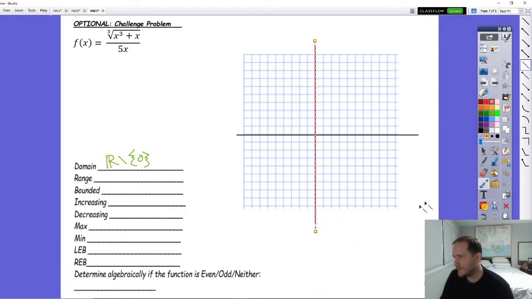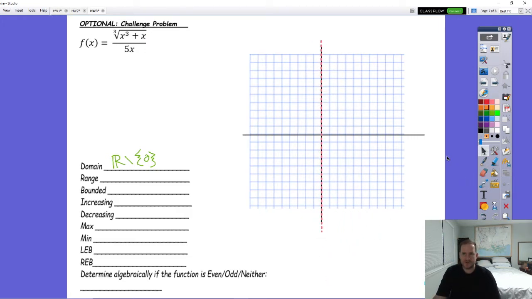So vertical asymptote at 0. Okay, cool. That's something. That definitely helps me to shape my graph. What else can we tell by investigating this closely?